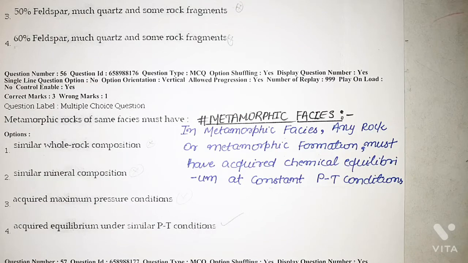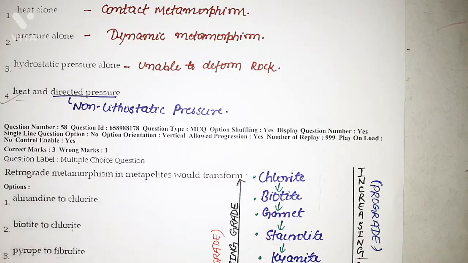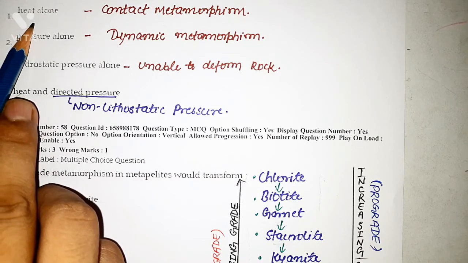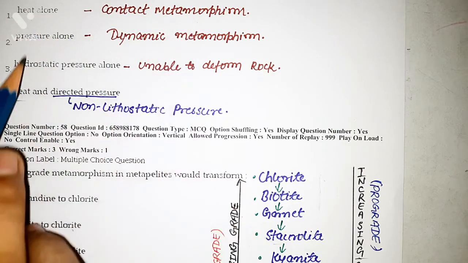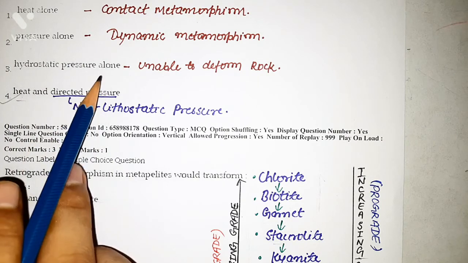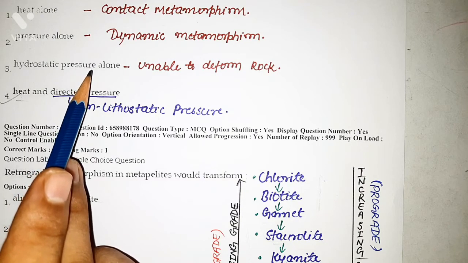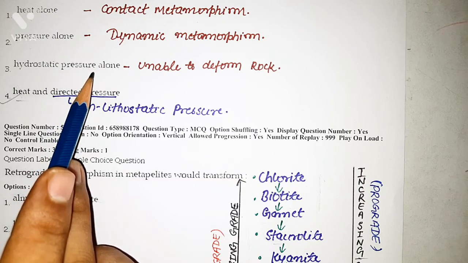Now coming to next question. Regional metamorphism takes place because of change in. Regional metamorphism takes place because of change in both temperature and directed pressure, or non-lithostatic pressure. Now let's check the options. First one is heat alone. Heat alone is responsible for formation of contact metamorphism. Pressure alone is responsible for dynamic metamorphism. Hydrostatic pressure alone, also known as lithostatic pressure, is not responsible for deformation or any type of metamorphism.